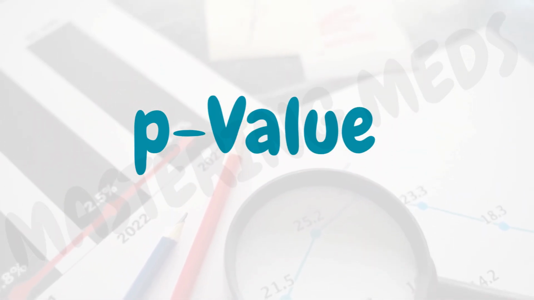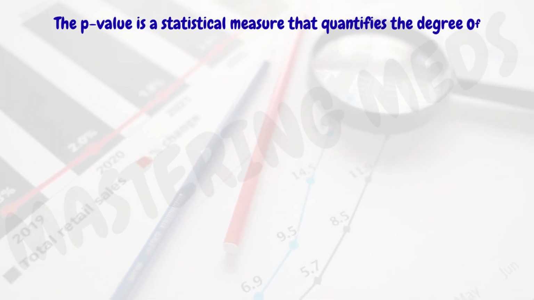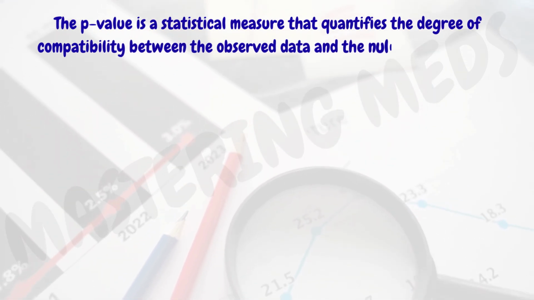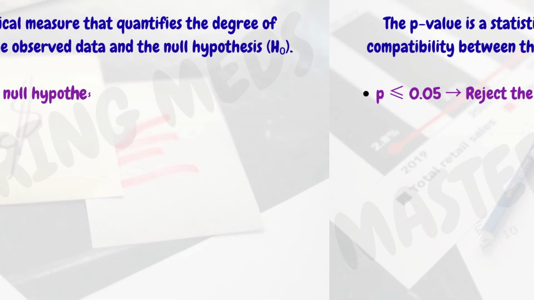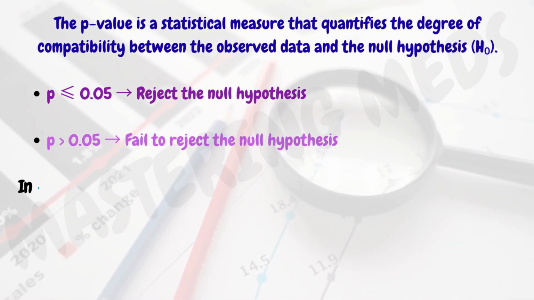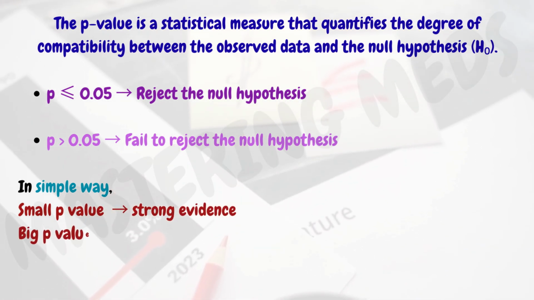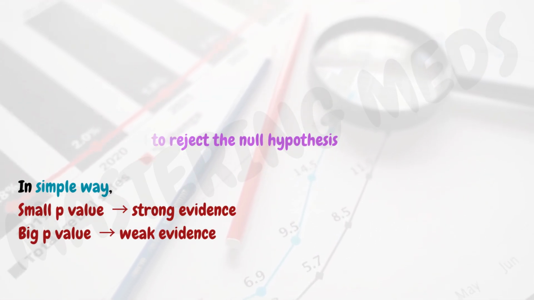P-value and its significance. The p-value is a statistical measure that quantifies the degree of compatibility between the observed data and the null hypothesis H0. P is less than or equal to 0.05, we reject the null hypothesis. P greater than 0.05, we fail to reject the null hypothesis. In simple way, small p-value gives strong evidence. Big p-value gives weak evidence.